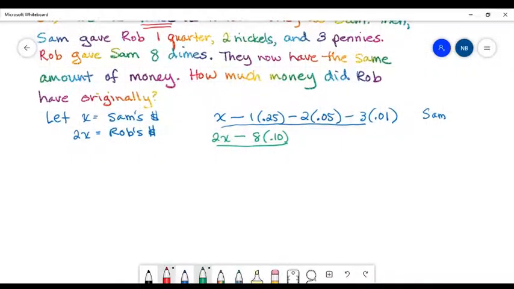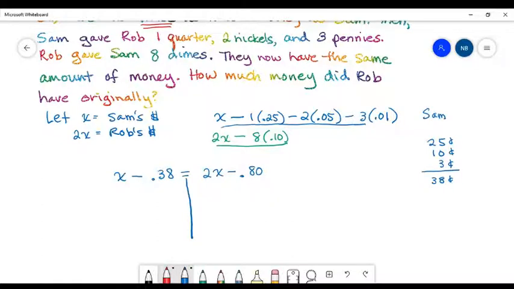So I'm going to rewrite it. I'm going to simplify the blue expression by figuring out how much money Sam gave away. Let's see, 25 cents. 2 nickels is 10 cents. And 3 pennies is 3 cents. So Sam gave away a total of 38 cents. So x minus 0.38 equals... Rob started with 2x and he gave away 80 cents, 8 dimes, so that's 0.80.